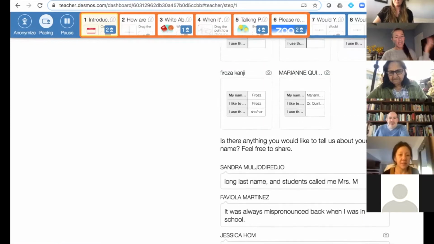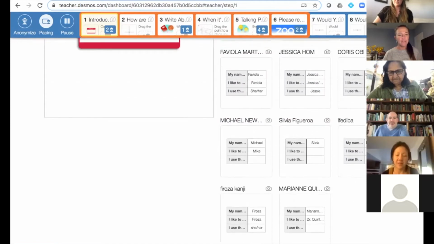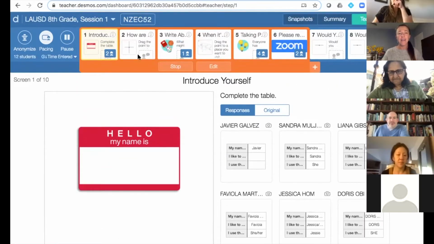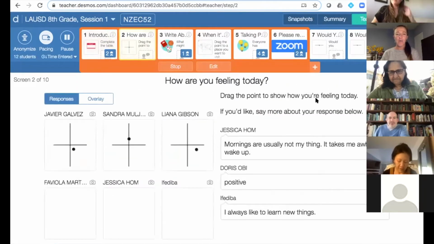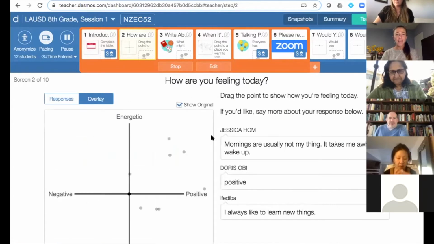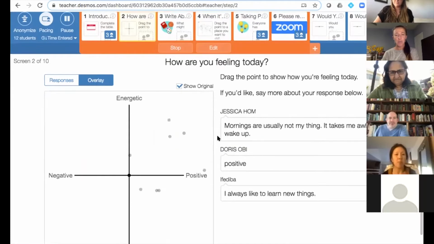Excellent. So again, just a way to sort of connect with some of your students about their name, the meaning of their name, and what they prefer to be called. And here was just a quick little check-in. I'm going to click on this overlay option. I like to see that as a group, we're generally feeling pretty positive.